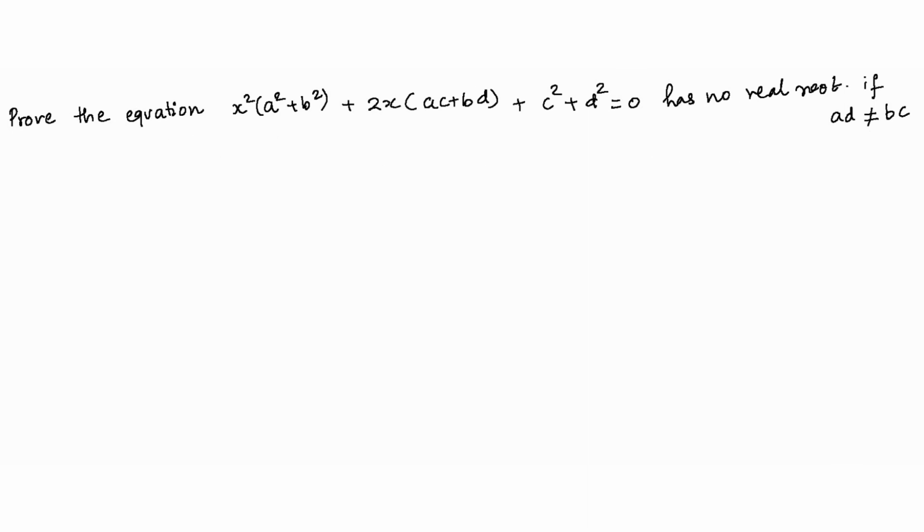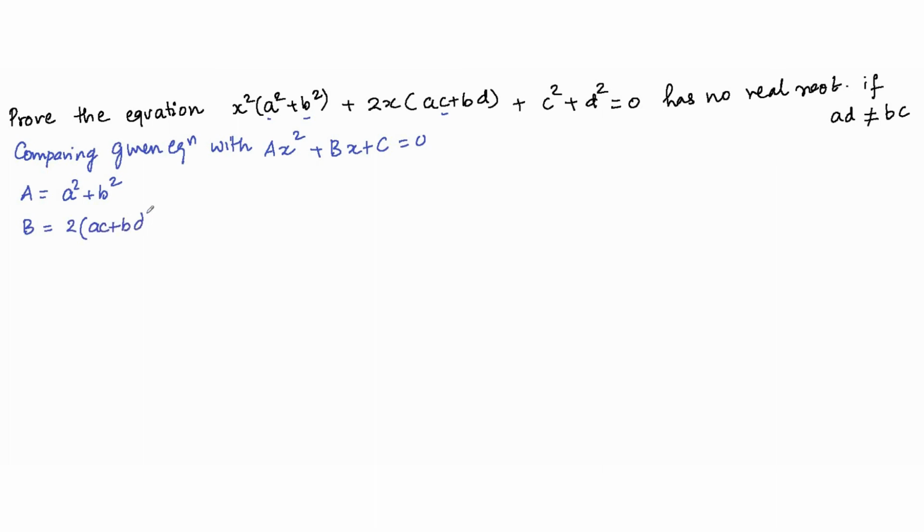The only way to find the nature of the roots is to find the discriminant. So let's go ahead and find the discriminant from the given equation. Comparing the given equation with Ax square plus Bx plus C, I'm using capital A, capital B and capital C so as to not confuse them with the variables a, b and c used here. So A, the coefficient of x square, is a square plus b square. B, the coefficient of x, is 2 times ac plus bd, and C is c square plus d square. So now let's find the discriminant.